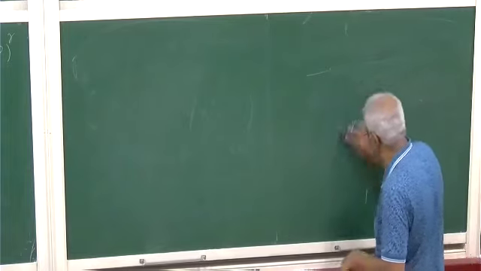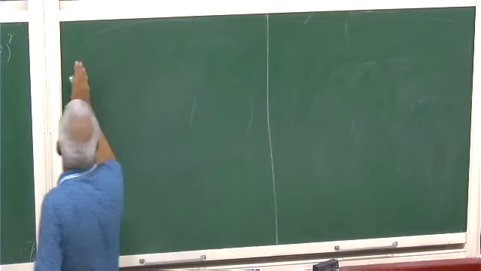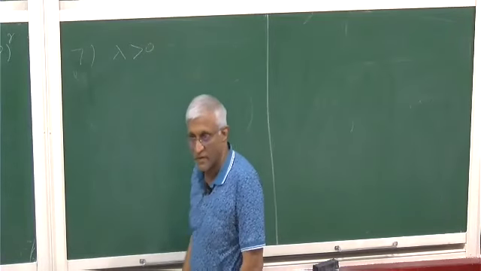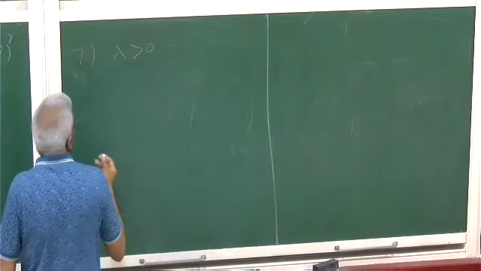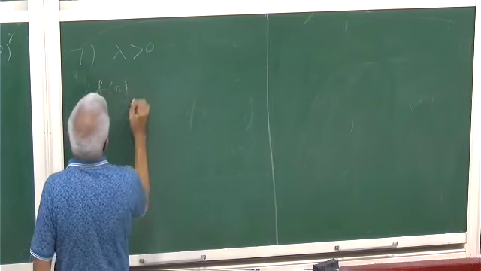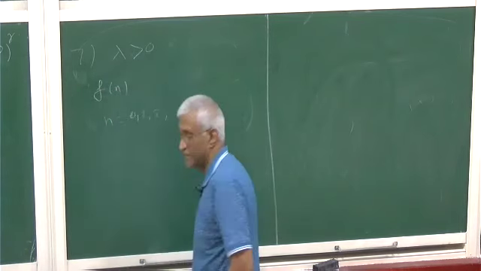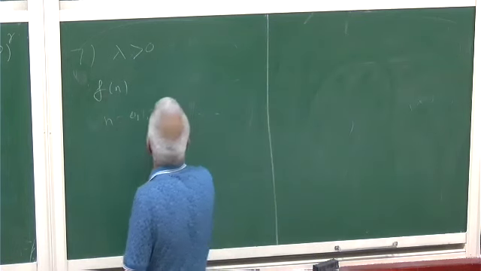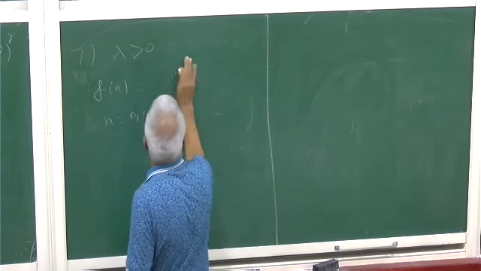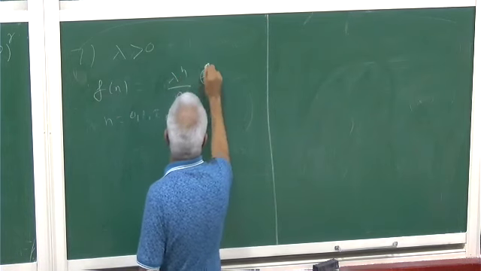So I will not give an example. I will just tell you the probability distribution. Okay. So 7th example, lambda is a number greater than 0. You know the exponential e power minus lambda. Then probability of X equal to n, for n equal to 0, 1, 2 and so on, f of n equal to lambda power n by n factorial into e power minus lambda.